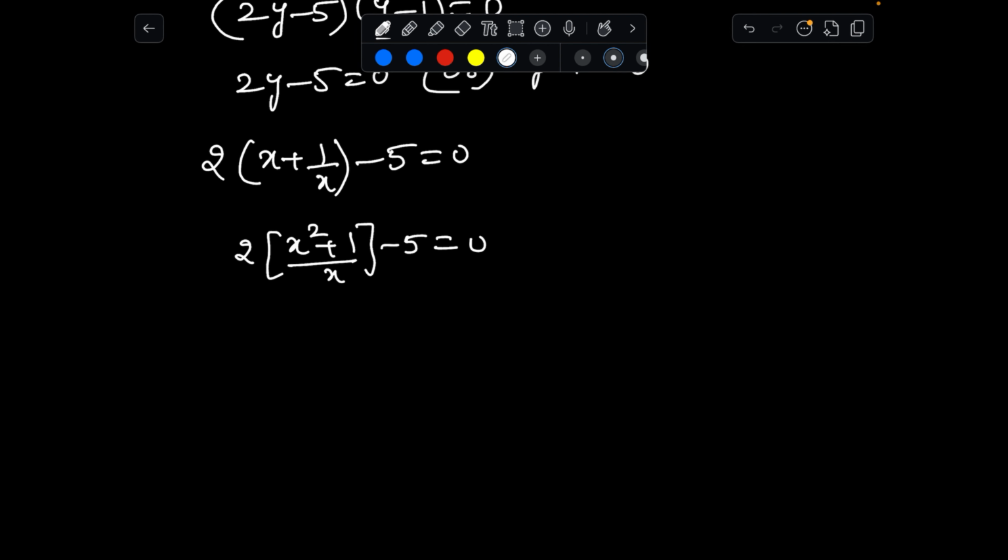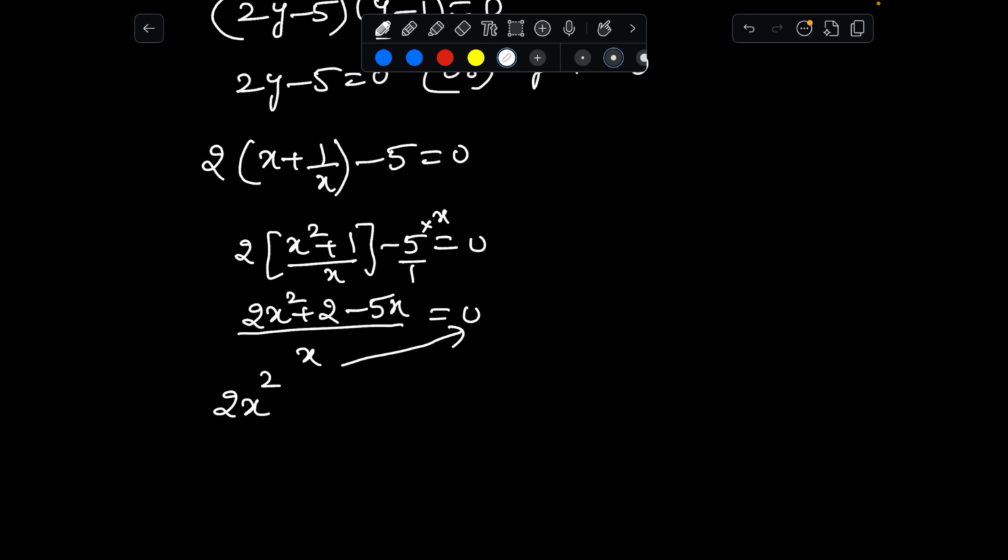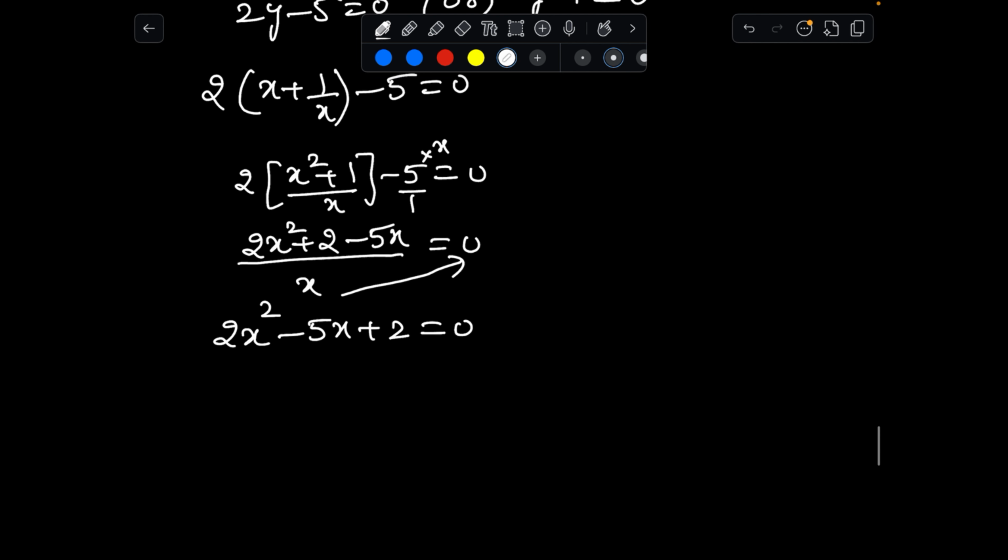Again take the LCM for all the terms. x is the LCM. 2 is multiplied with the numerator, that is 2x² + 2, minus, here 5 has the denominator 1, so 5 is multiplied with x: −5x = 0. This x is taken to the right side, then it can be transformed into the quadratic equation 2x² − 5x + 2 = 0. Then again use splitting the middle term.